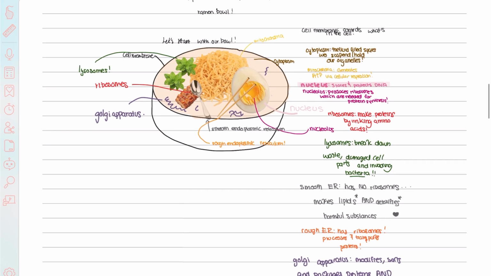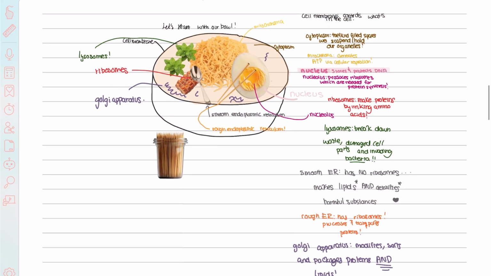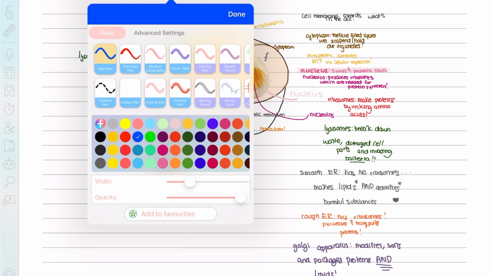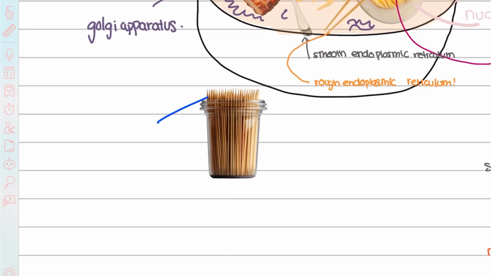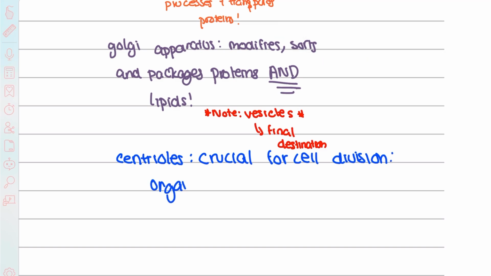Finally, we're going to think of centrioles as a toothpick holder. This is because centrioles organize something called microtubules, which are basically long fibers. In fact, if you look up what microtubules look like, they'll look a lot like that picture of toothpicks. Anyway, centrioles are crucial for cell division, specifically because of their role in organizing microtubules. That is all. That is our entire ramen bowl analogy.